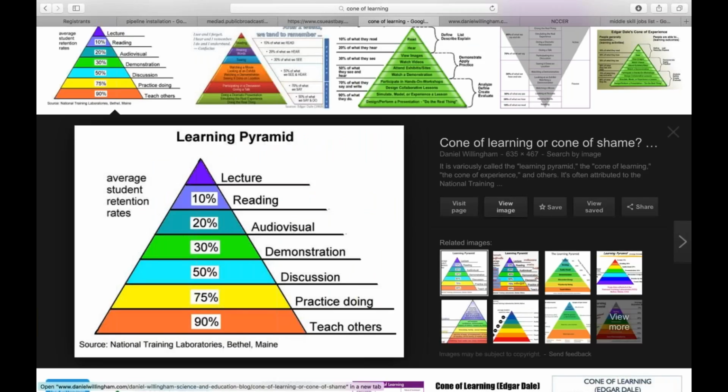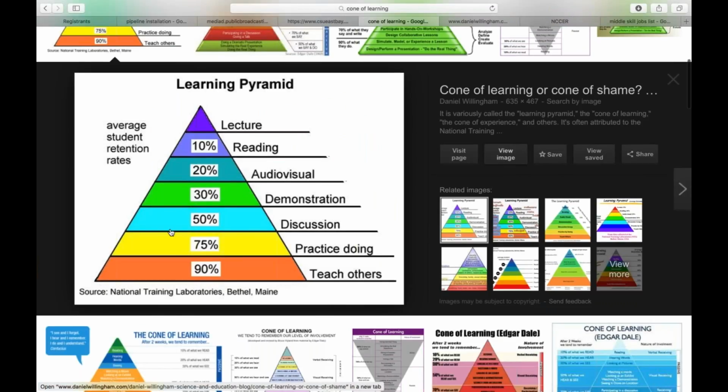Why do we want to do that? We want to go back to this Kona learning, right? That practicing doing. We want to get them into the 75% range right here, because that way we know that there's a better opportunity for retention.